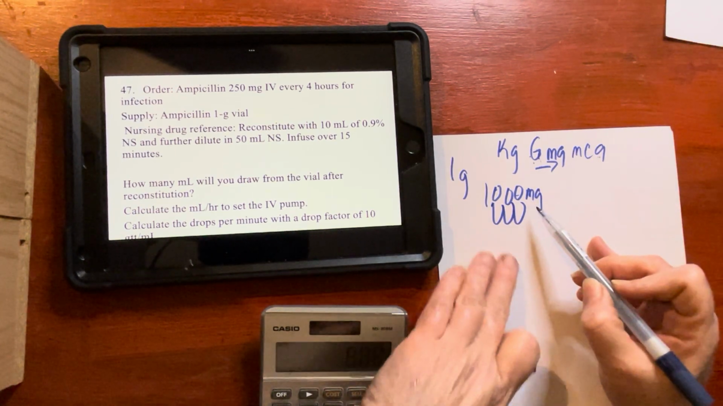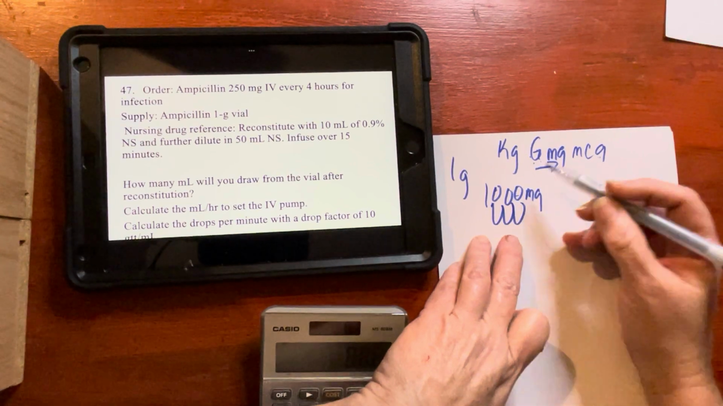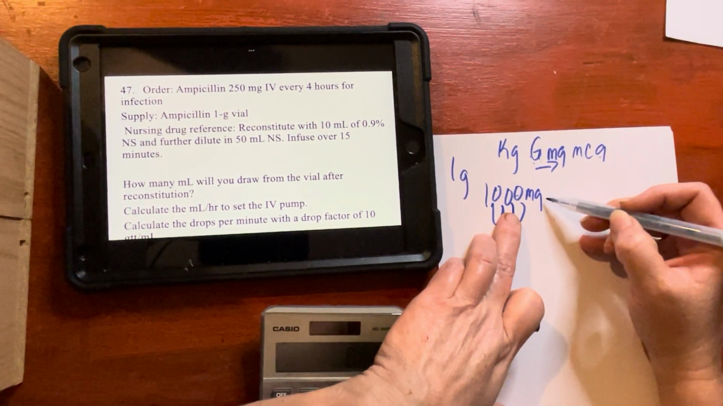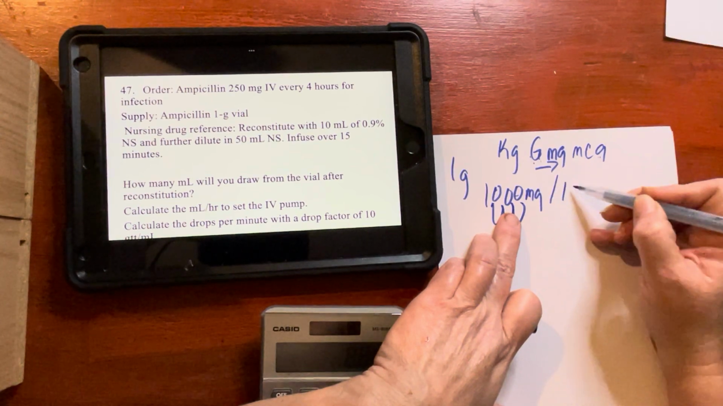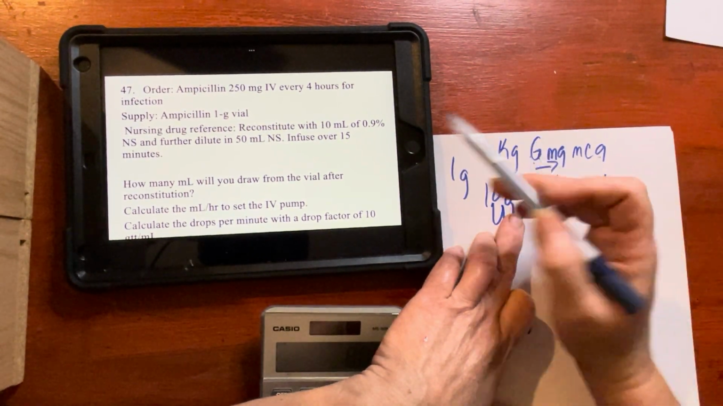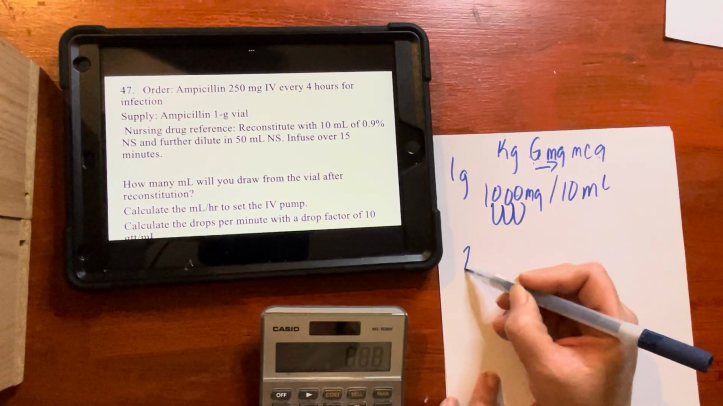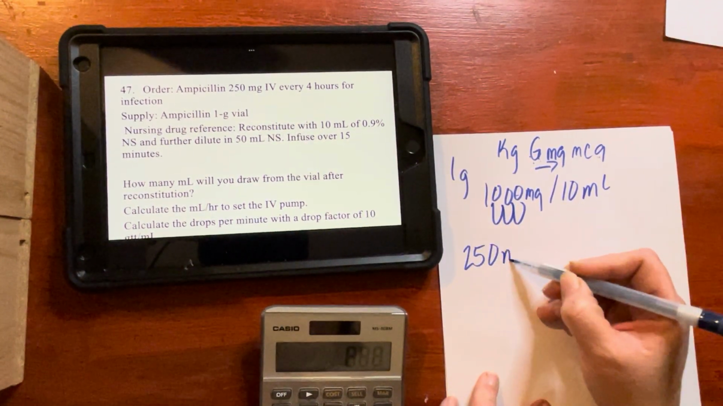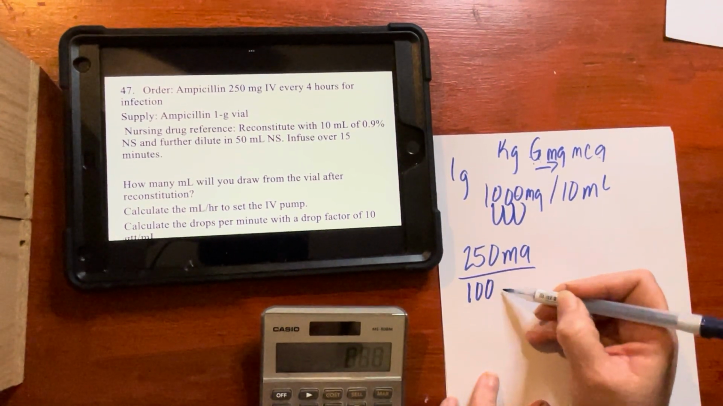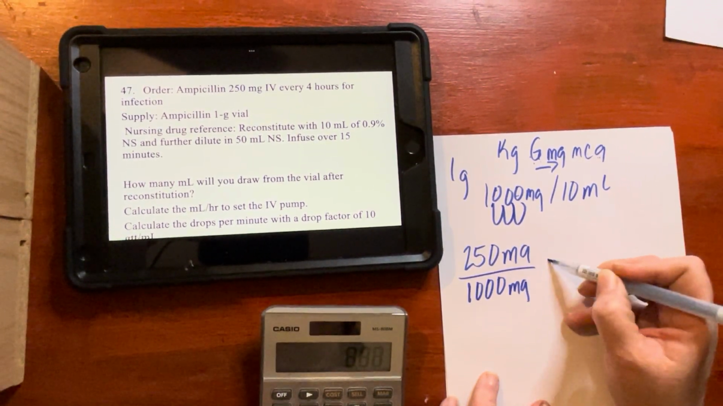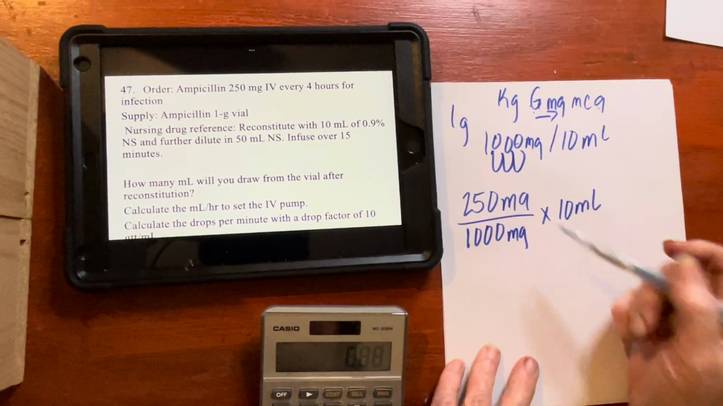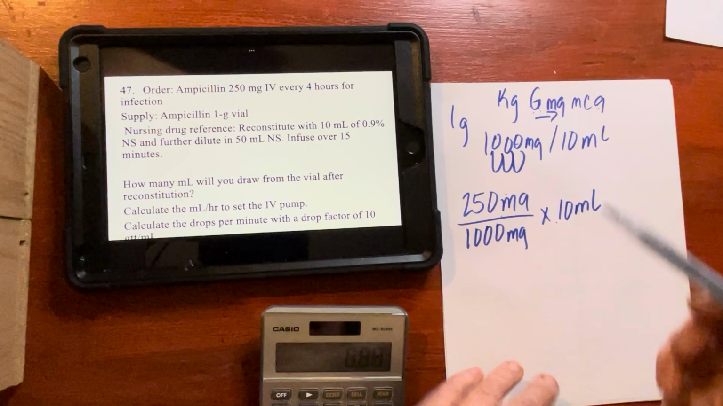So this is our new dose on hand. It's 1,000 milligrams, and we put 10 milliliters in it. So this is the strength that's in our hand. What he wants him to get is 250 milligrams. Let's set up our formula. What we have is 1,000 milligrams per 10 mLs. And we're going to do the math. That divided by that times that.